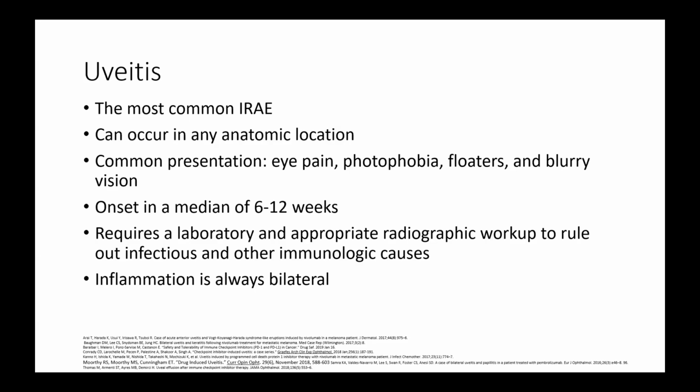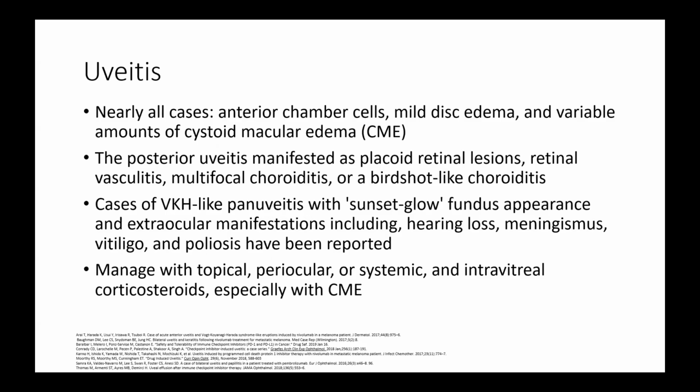You have to rule out infections like syphilis with a treponemal and a non-treponemal test. You have to order B27. In my part of the world, I also order Lyme, and then I also do a chest radiograph to screen for sarcoidosis. As long as the patient has both eyes, the inflammation's always bilateral, with a smattering of anterior chamber cells and variable amounts of cystoid macular edema.